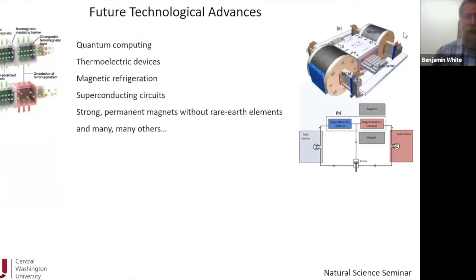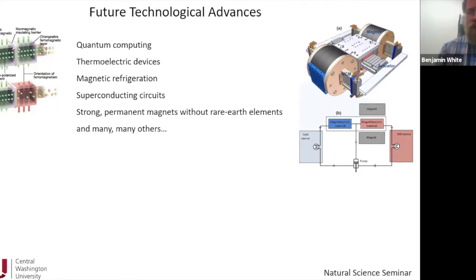And so I have here a very, very short list. There are many more, of course, but these are technologies of the future that people are working on now. Things like quantum computing, thermoelectric devices to power, let's say, unpersoned spacecraft, magnetic refrigeration to replace our really energy inefficient vapor compression technology we use in most cooling devices now, superconducting circuits that we don't need to cool down with liquid cryogens and can operate at room temperature. Strong permanent magnets that don't contain rare earth elements, which are a strategic element that are a little bit hard to find, and many, many others.